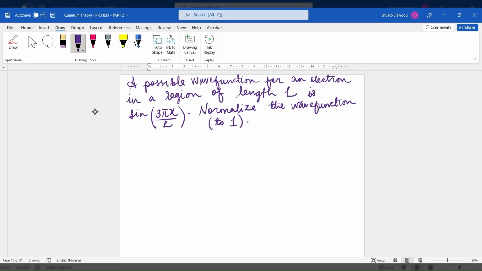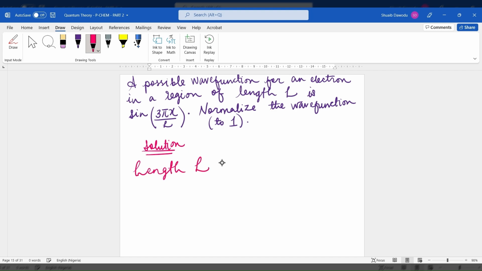Today we're going to be working on the question on the screen that says a possible wave function for an electron in a region of length L is sine 3 pi x divided by L. Normalize the wave function to 1. So the question is telling us a possible wave function of an electron in a region of length L is sine 3 pi x over L. So this is telling us that the entire region is going to have length L, okay?